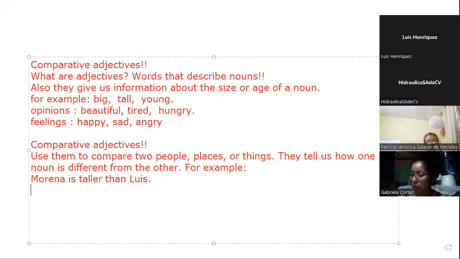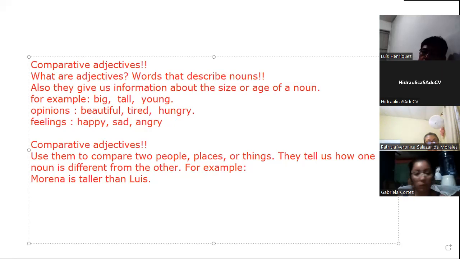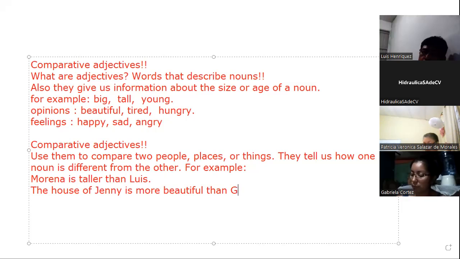Everybody, ¿verdad? Vamos a poner a Patricia. Yes. Jenny. Vamos a poner the house of Jenny, o Jenny's house. Jenny's house is more beautiful than Gabriela's house.